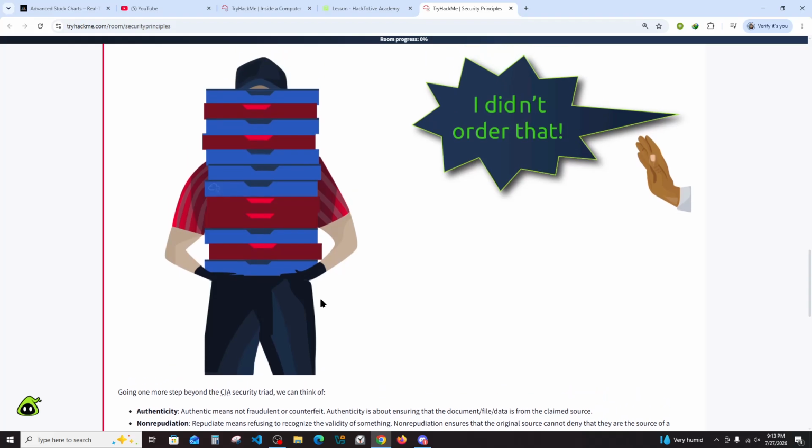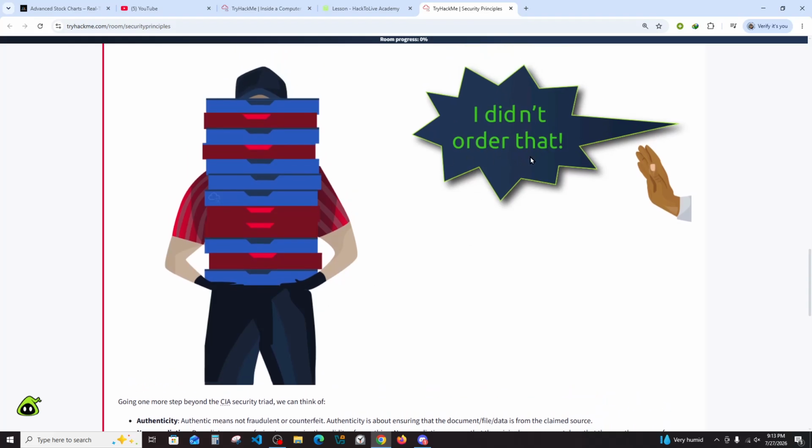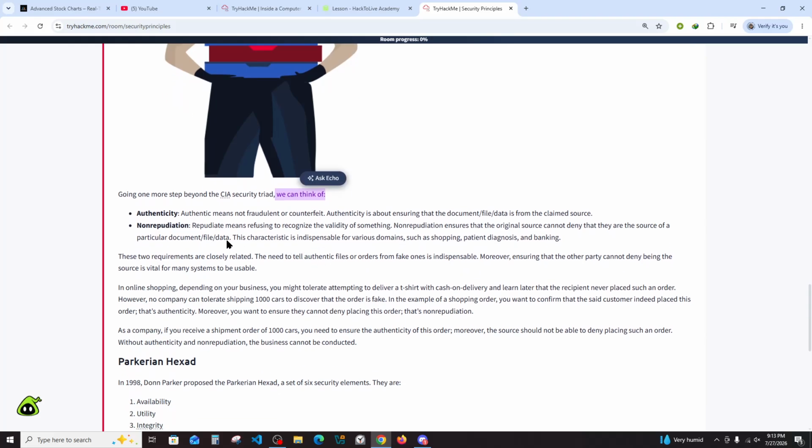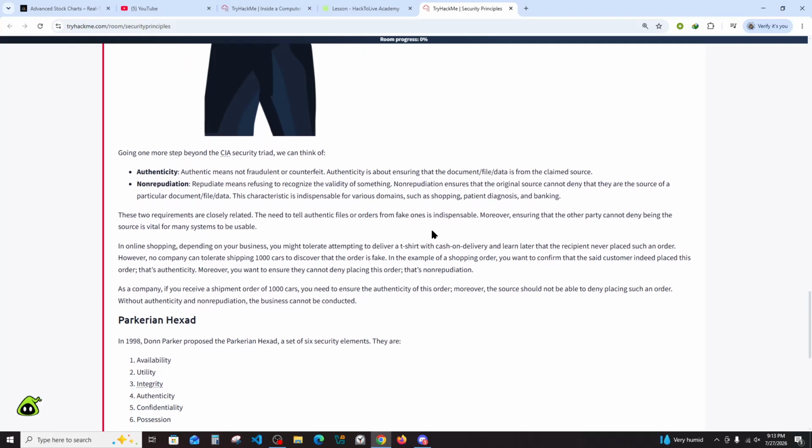Beyond CIA, going one step beyond the security triad, we can think of authenticity. Authentic means not fraudulent or counterfeit. Authenticity is about ensuring that a document, file, or data is from the claimed source.